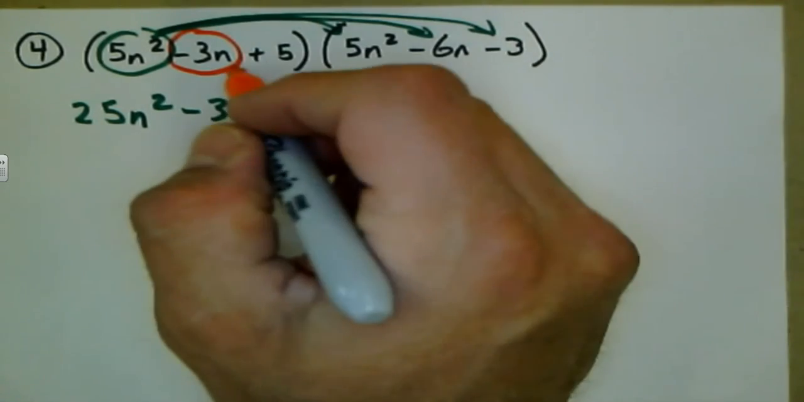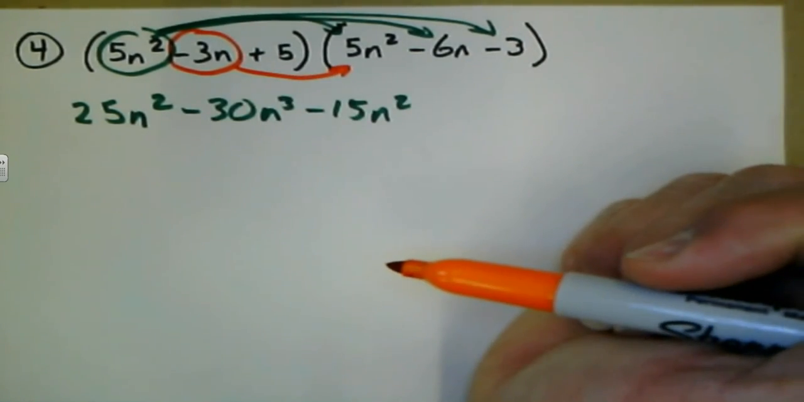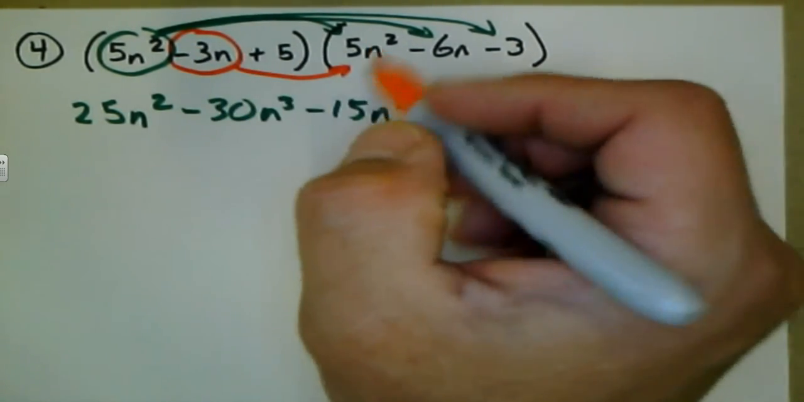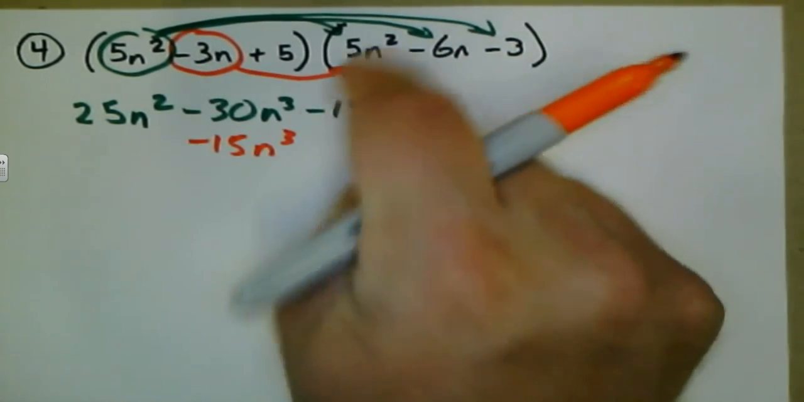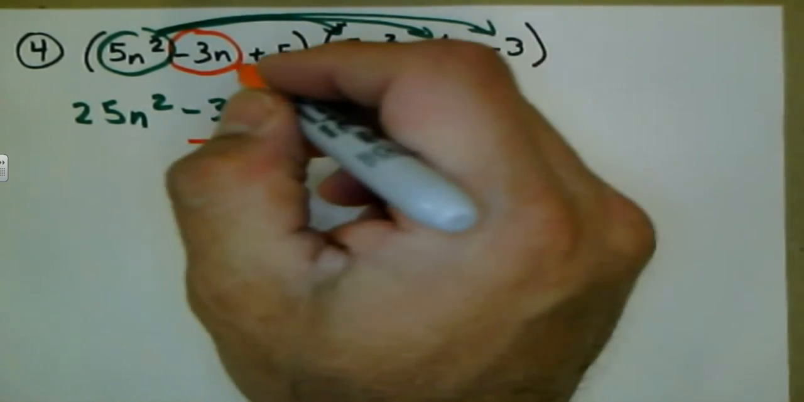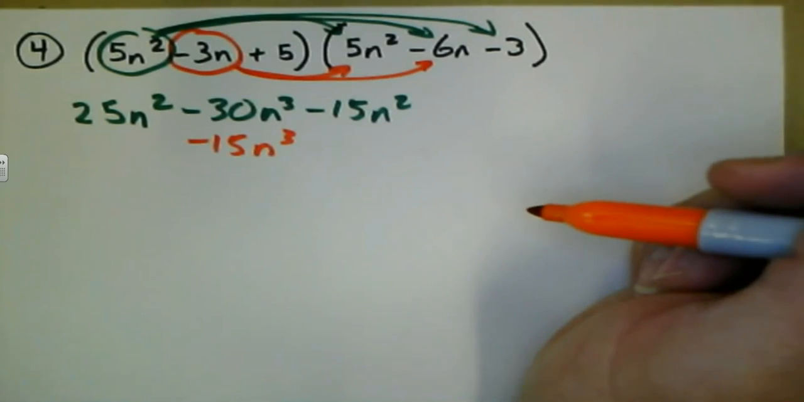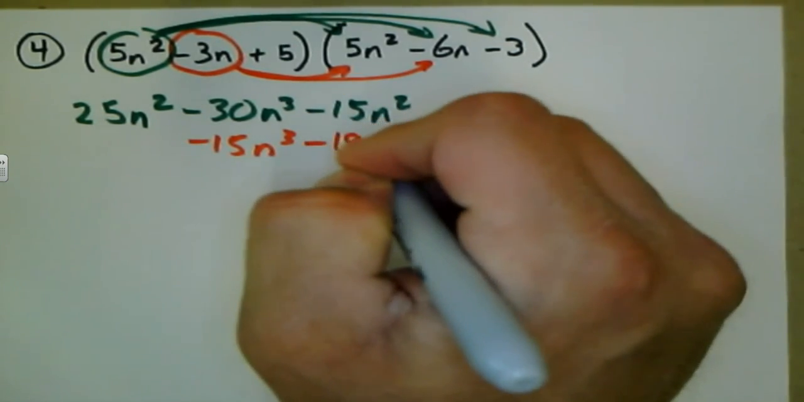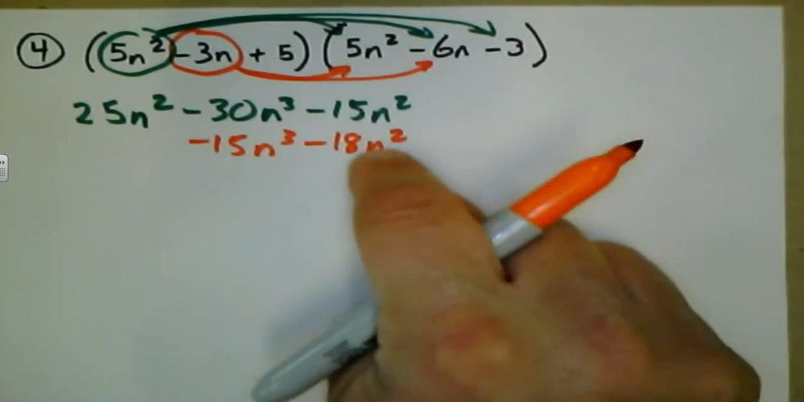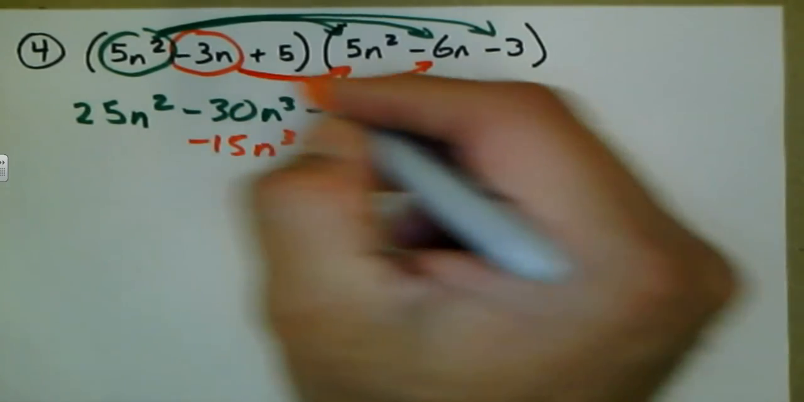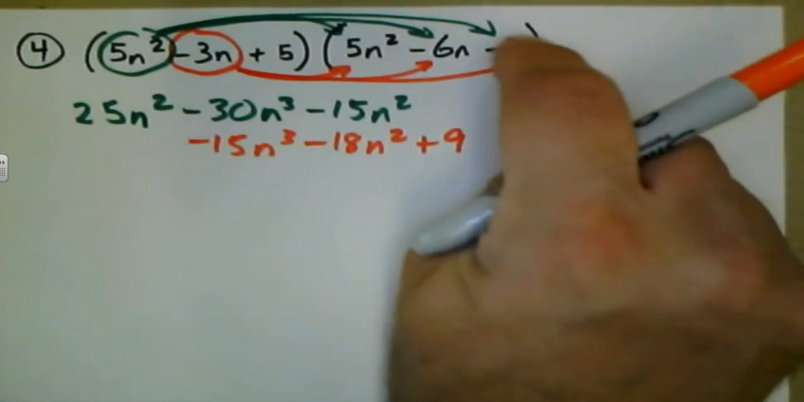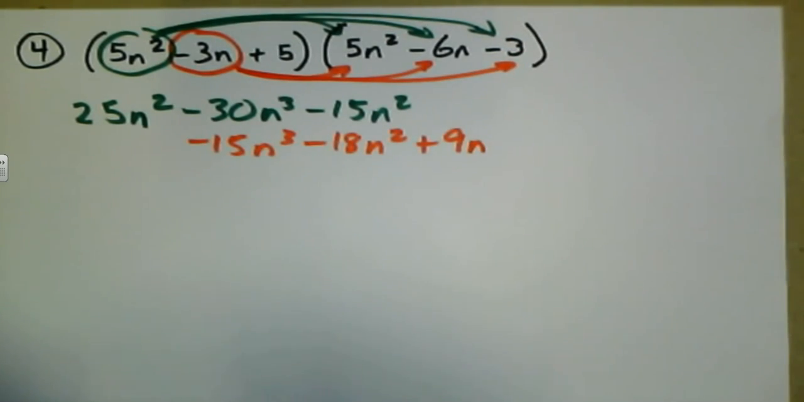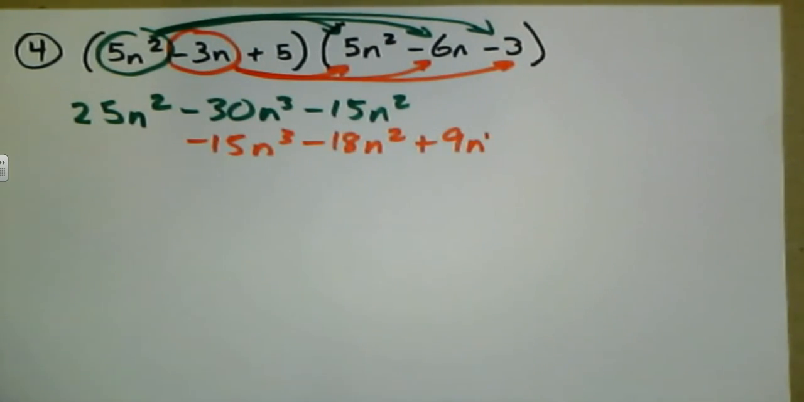Negative 3 times n. Or negative 3n times negative 5, negative 15n to the third, because 1 and 2 is 3. Negative 3 times negative 6, negative 18n to the second. 1 and 1 is 2. Negative 3 times negative 3 is positive 9. There is 1n. 1 plus 0 is 1. I want to put the 1 up there, that's fine.